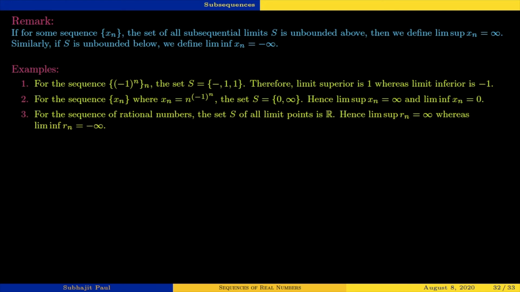Fine. Next one, for the sequence of rational numbers, the set S of all limit points is R. Hence, lim sup is plus infinity, whereas lim inf is negative infinity.